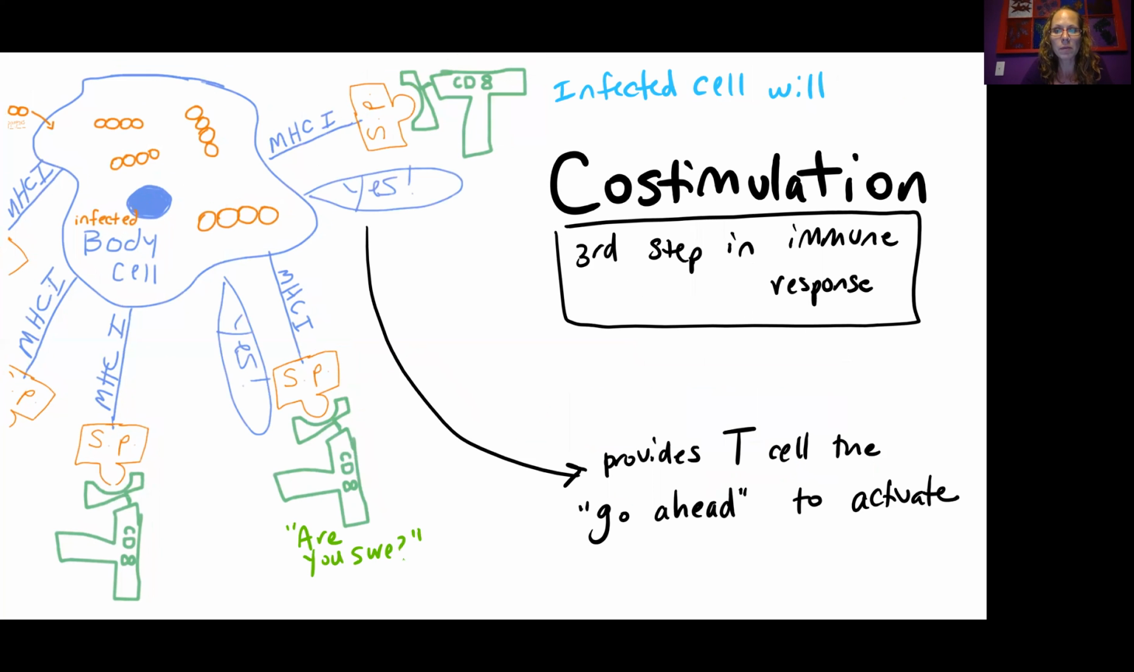The third step that happens is what's called co-stimulation. And in this case, you can consider this like the safety on the gun. So this is where that infected self cell gives the go-ahead to that CD8 T cell. Yes, I am infected. You have my permission to kill me for the greater good of the body, right? So here is our third step in our immune response.